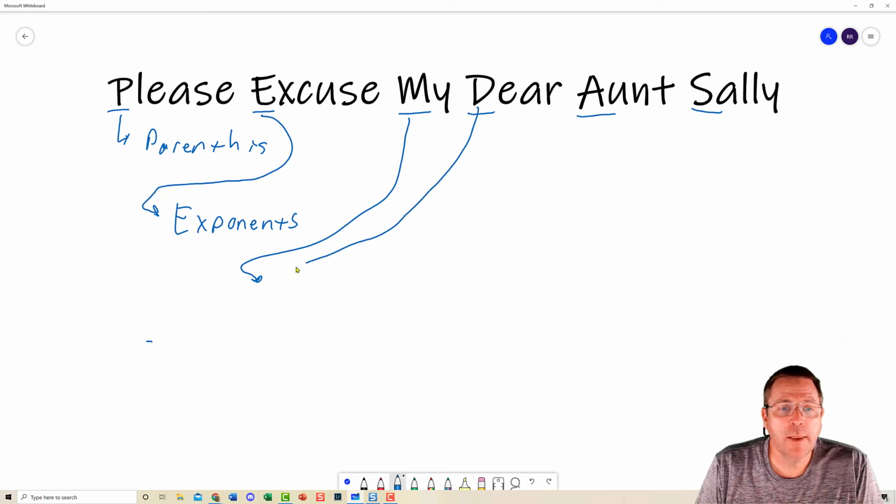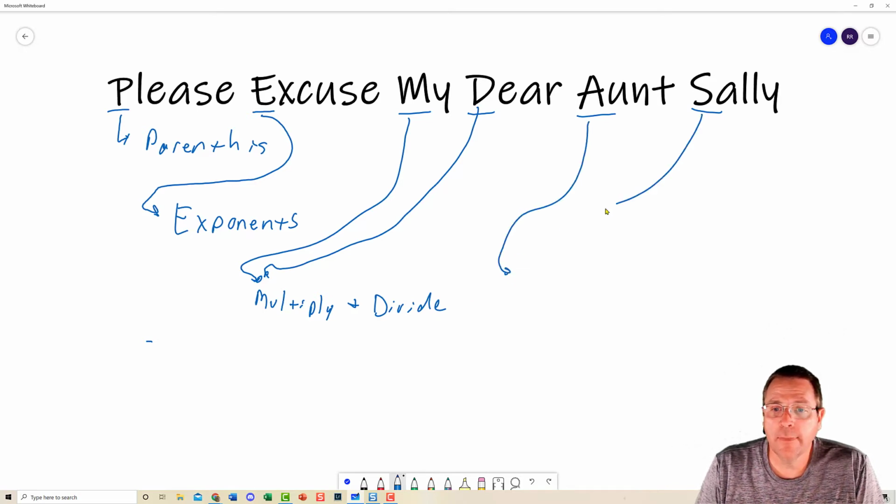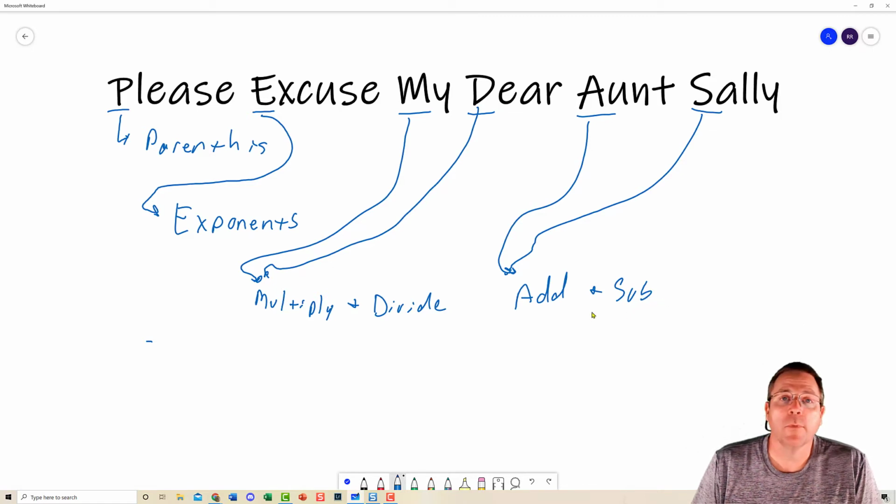Then we're going to take the M and the D and we're going to put them together. You do this all in one step from left to right. Multiply and divide from left to right. And then the A and the S, they also go together in one step. Aunt Sally means to add and subtract from left to right.